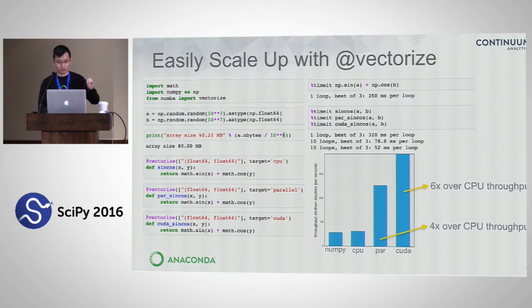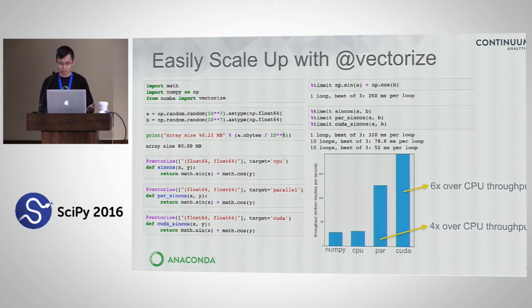So vectorize target CPU, that's for sequential CPU code. Just change the string to parallel, and you have multi-core performance. This is now emitting scheduling for multiple threads. Switch that to CUDA, and suddenly you are running on GPU. Now, there's no complexity change. And on the right column is just some timing benchmark.